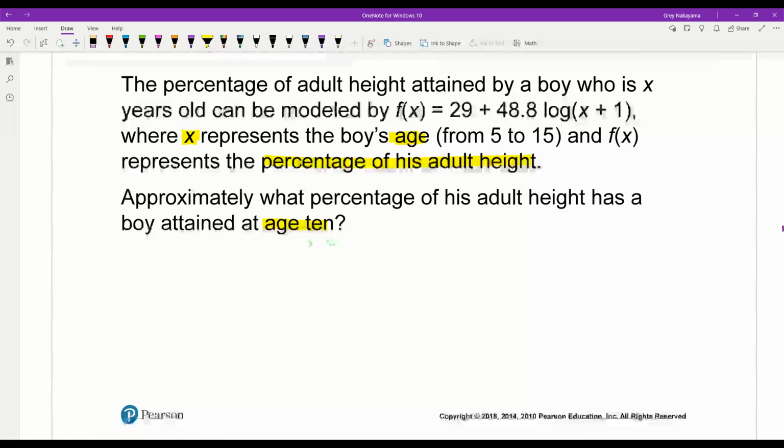So I'm going to calculate f of 10, which means I'm taking this lovely equation here, and I'm plugging in 10 for x. Put that on your paper so you can get partial credit if you mess it up in your calculator, but you should practice. Put that in, make sure you know where your log button is, and you get 79.8. Approximately what percent? I'm going to round that to 80%.